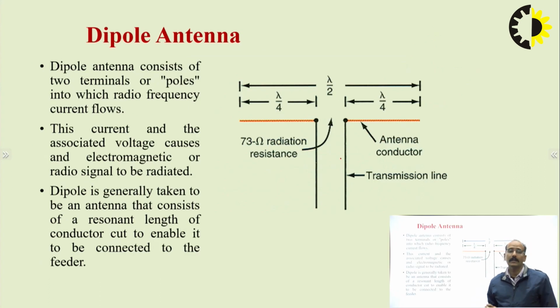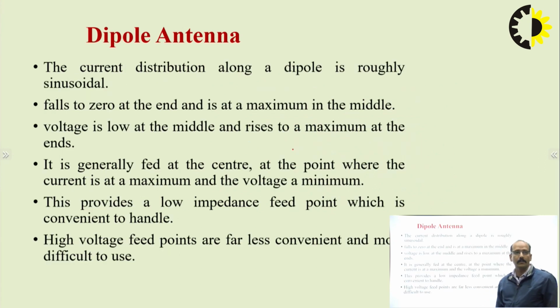Then the first very practical antenna, that is the dipole antenna. The dipole antenna has a length of lambda by 2, meaning if the wavelength is lambda, then the length of the antenna is lambda by 2, and it has a radiation resistance of 73 ohm. This dipole antenna has a current distribution along the dipole that is roughly sinusoidal.